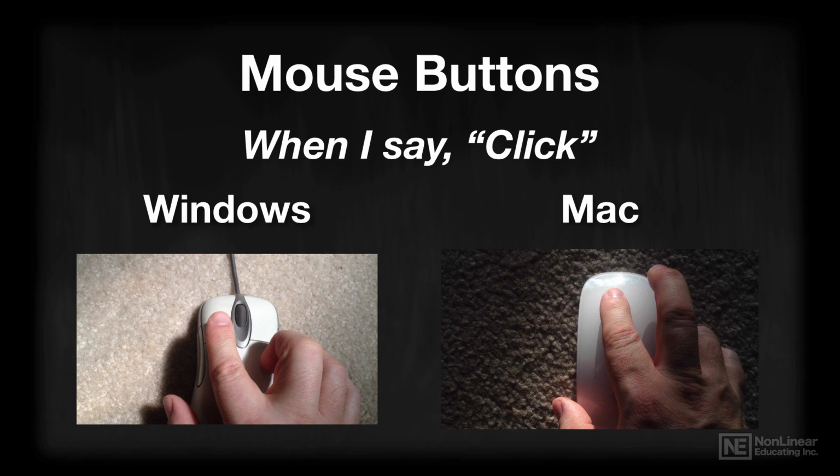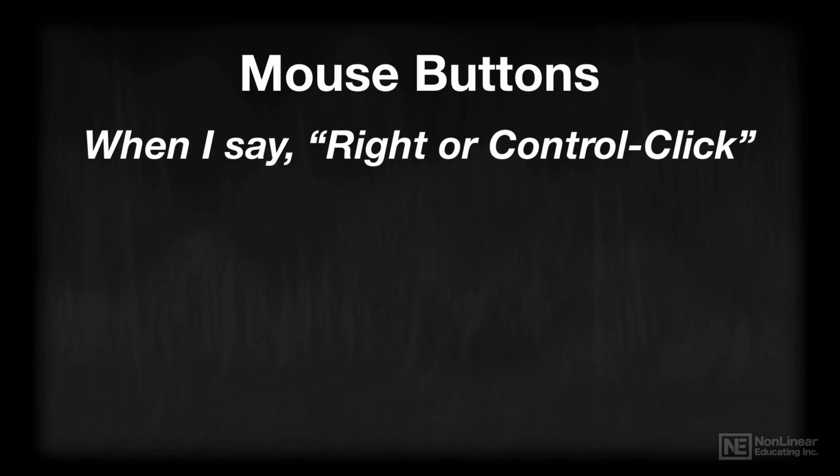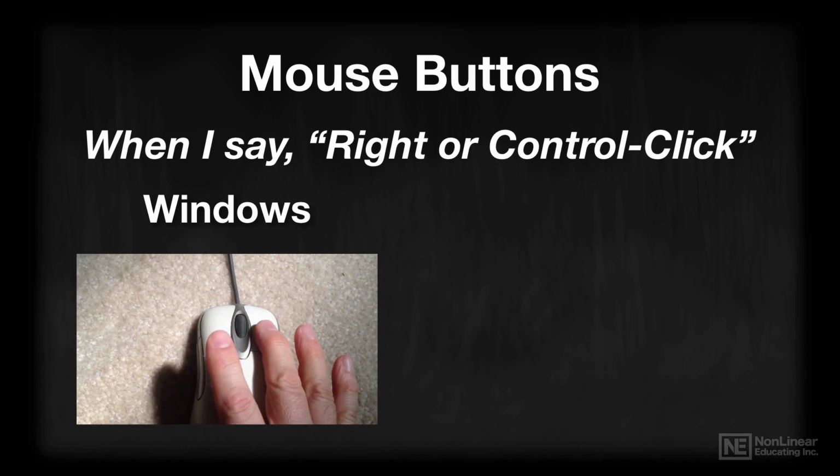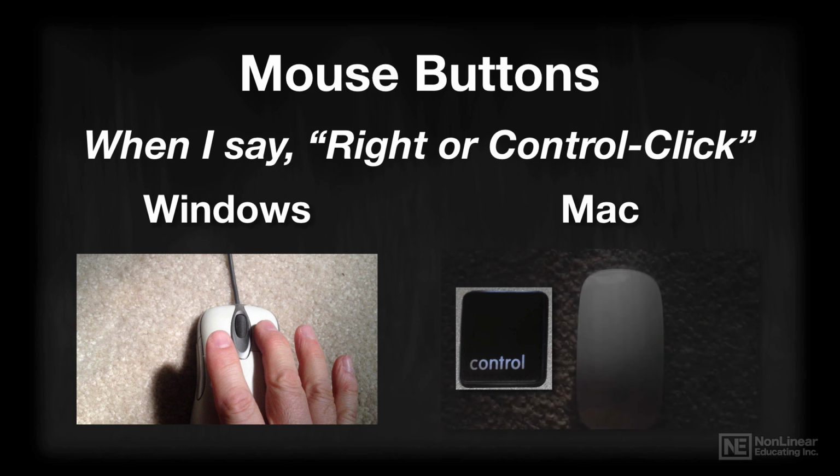Now, similarly, when I say right or control click, that means that on a Windows-based computer, you're going to hit the secondary mouse button. In other words, if you are a right-handed mouse user, you're going to hit the right mouse button. Or if you're a left-handed mouse user, you're going to hit the secondary button, which would be the left mouse button. However, on a Mac, if you don't have the two mouse buttons turned on, then you're going to have to hold down the Control modifier key on your computer, followed by a click anywhere on the mouse button.